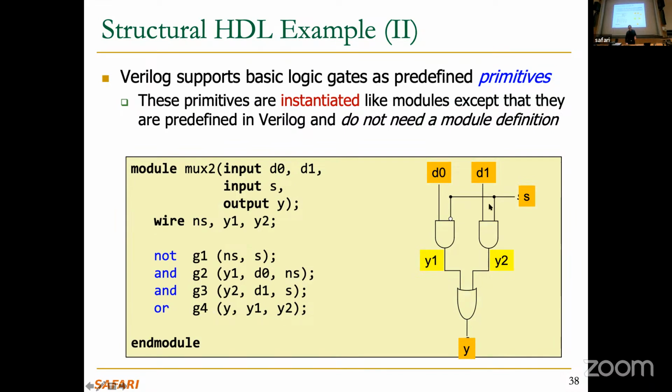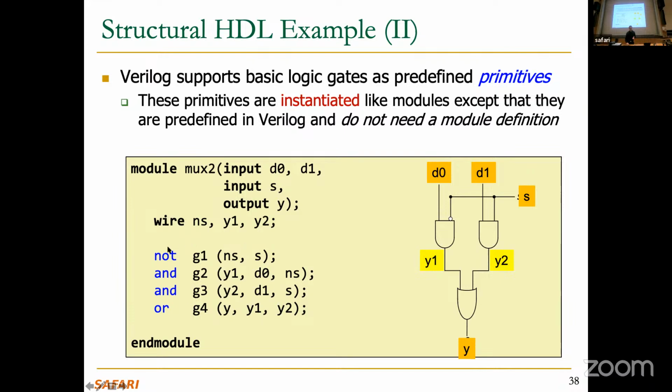And you can see that, this is what you've seen earlier. Based on the select input, you either choose D0 or D1 as the Y output. And this is how you describe it. Mux2, that's the name of our module, inputs D0, D1, S, Y, they're all 1-bit in this particular case. And then we define the internal wires: not S, which is not shown in this picture. It's basically the inverted value of S, and then Y1 and Y2.